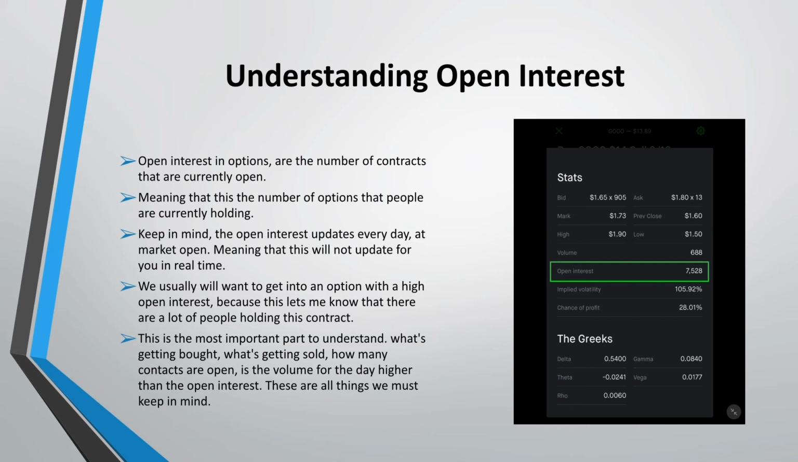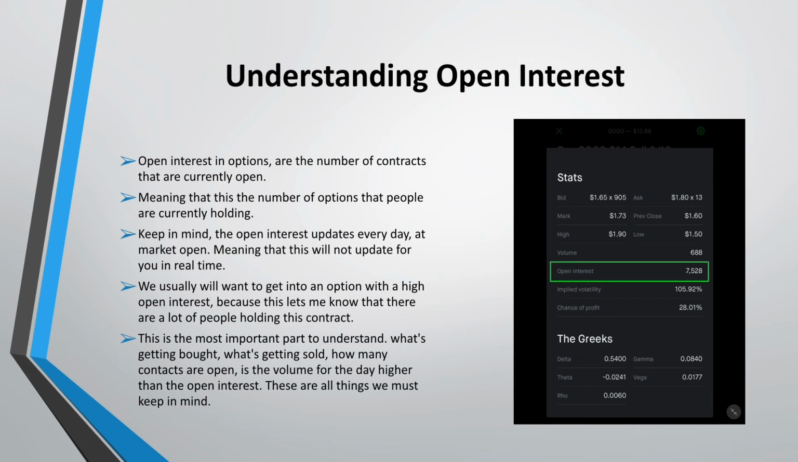If it's people actually getting out of those contracts, if it's 688 volume of people getting out of those contracts, you're going to see that the open interest tomorrow will be below 7,000, because it's going to be 7,500 minus the 688.